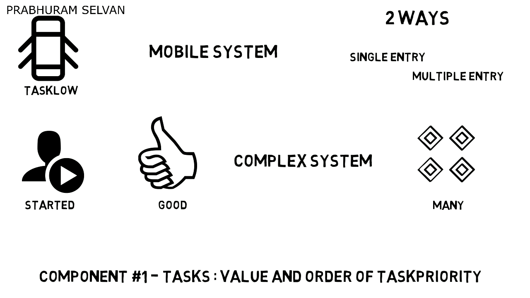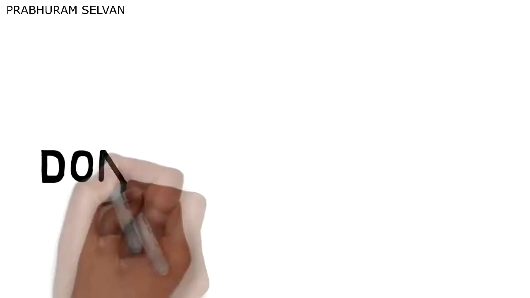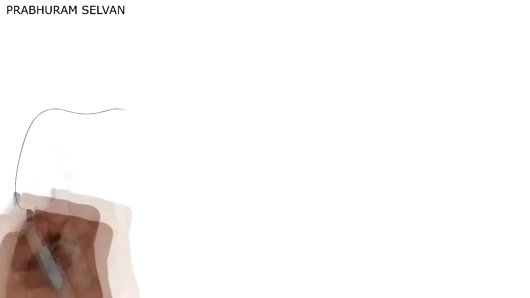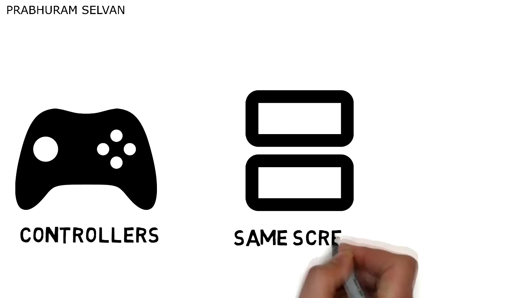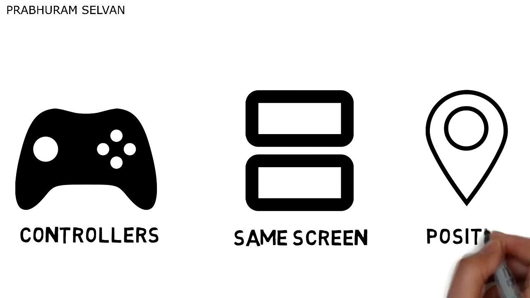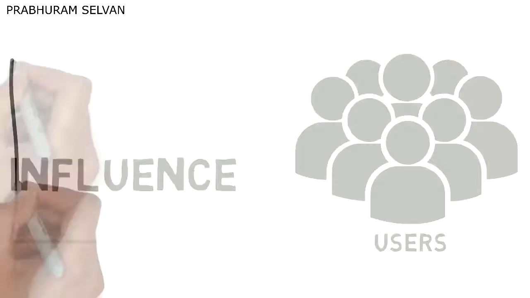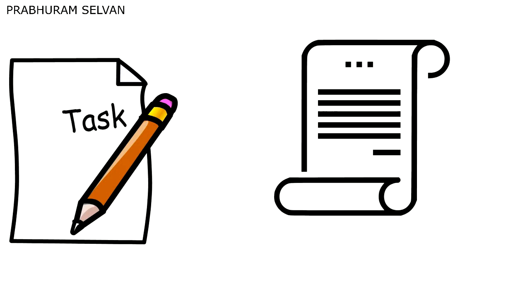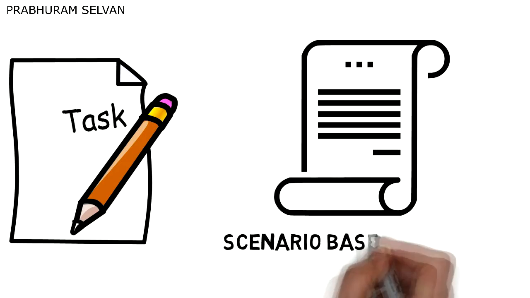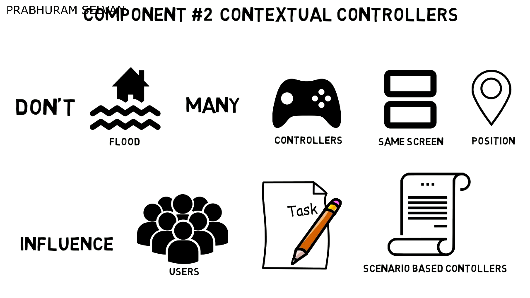Now let's move on to component number 2, which is the contextual controllers. Do not flood the users with multiple controllers on the same screen. Along with the context setting of the controller, the position of the control also plays a key influence and should help the users complete the task that is of high value and in the right order, as discussed in the previous component. This is called scenario-based controllers in mobile app design.